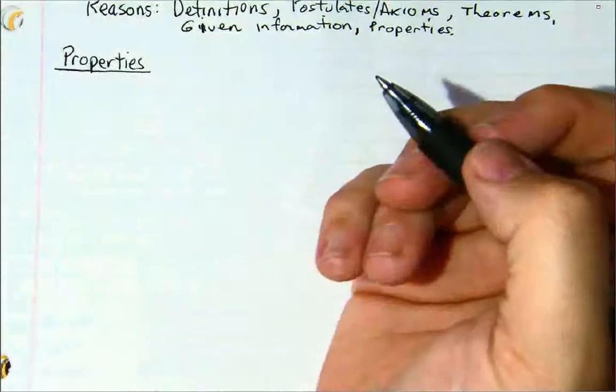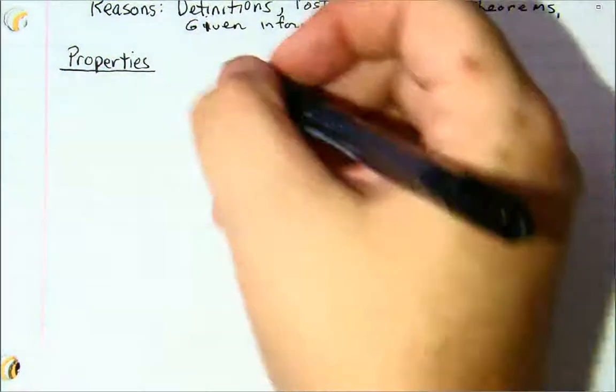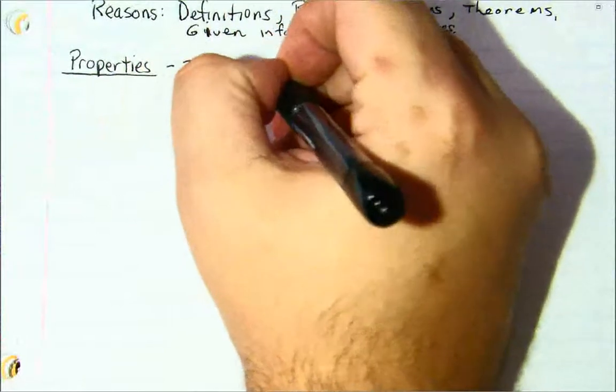Now, properties are essential, because properties, these tell us what we can do.